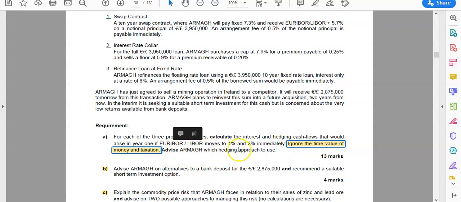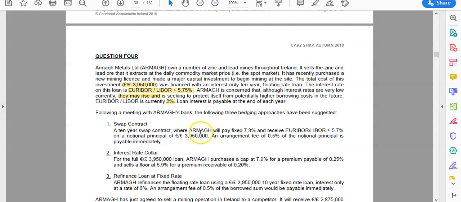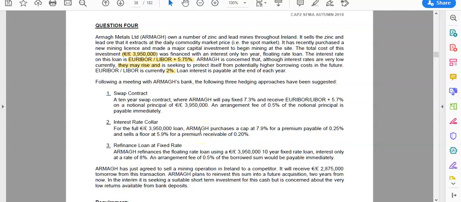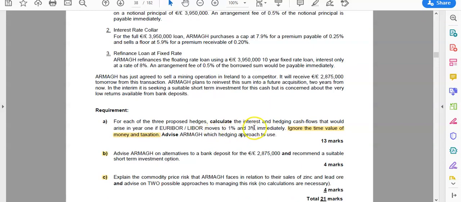And finally then advise. So the first thing always in these interest rate risk questions is ask yourself, what is the company afraid of? In this case it's a loan, so they're afraid that the interest rates will rise. So you're afraid that in the scenario where interest rates go up, you're going to lose money.